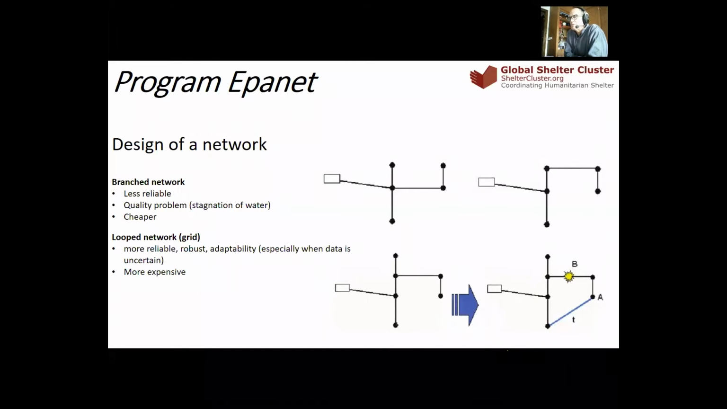And then you have the looped network. The looped network makes a loop, and this is actually better in terms of stability, because if one pipe breaks down, the system will still receive the water, but on the other end, it is more expensive because you have more meters of pipe. Not always; in some cases, if the network is very simple, you might go for a branched network, but if you are in a city or in a complex IDP situation, it is advised to use a looped network.